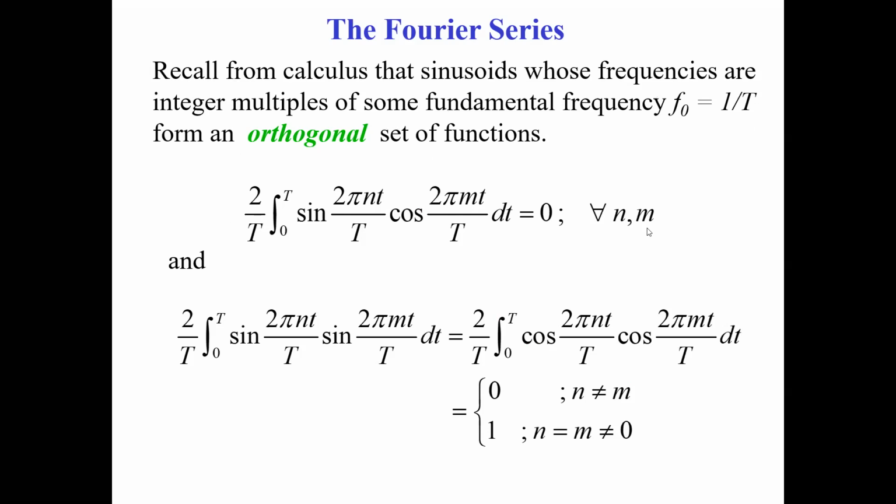And let's say the integral from 0 to T of sin(2 pi n t by T) sin(2 pi m t by T) dt is equal to, we can write it like this, or also as a cosine; both are the same. The result would be 0 if n is not equal to m, and the result would be 1 if n is equal to m but not equal to 0. This is the orthogonal property.